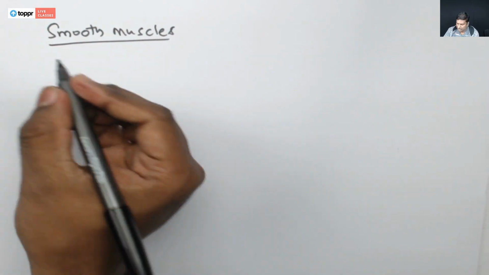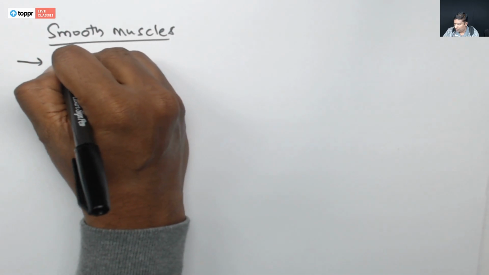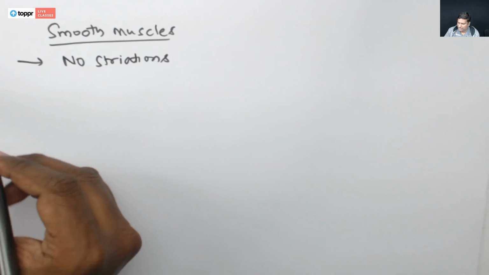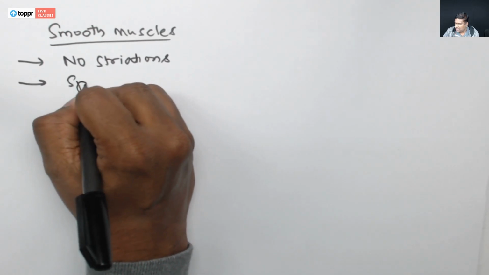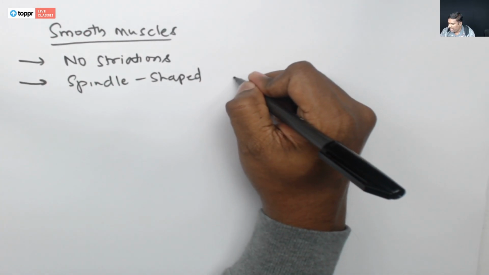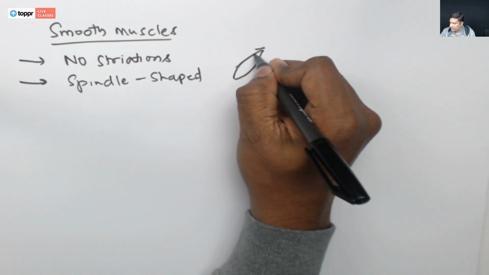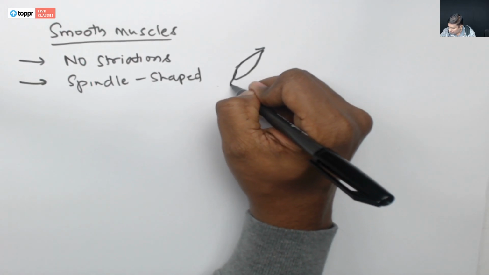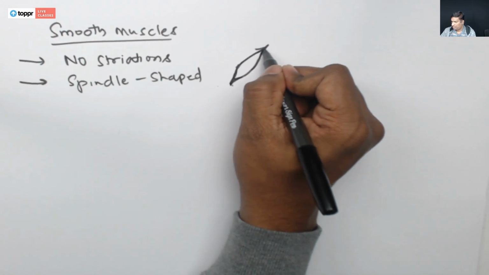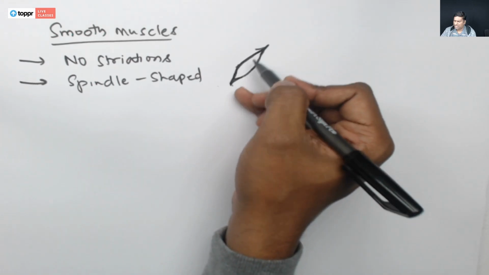Now the smooth muscles, unlike the skeletal muscles that we just saw, have no striations. These smooth muscles are spindle shaped. What is spindle shaped? Having tapering ends like this. So at both ends, it will start with a thick body, and then towards the ends it will simply taper like this. Cells with this particular shape are called spindle shaped, to be precise.